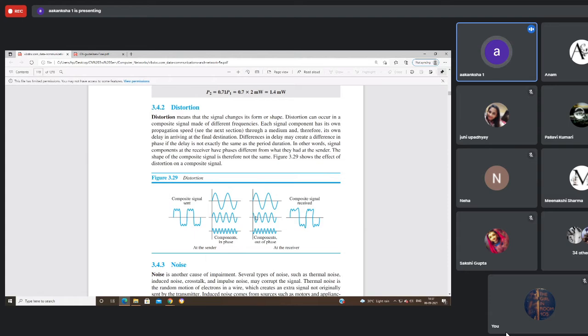So if you add up these three sine waves, the composite signal received will be the distorted one, so it will not be in its original shape. Is that clear to all of you? Distortion? Yes, ma'am. Yes, ma'am.